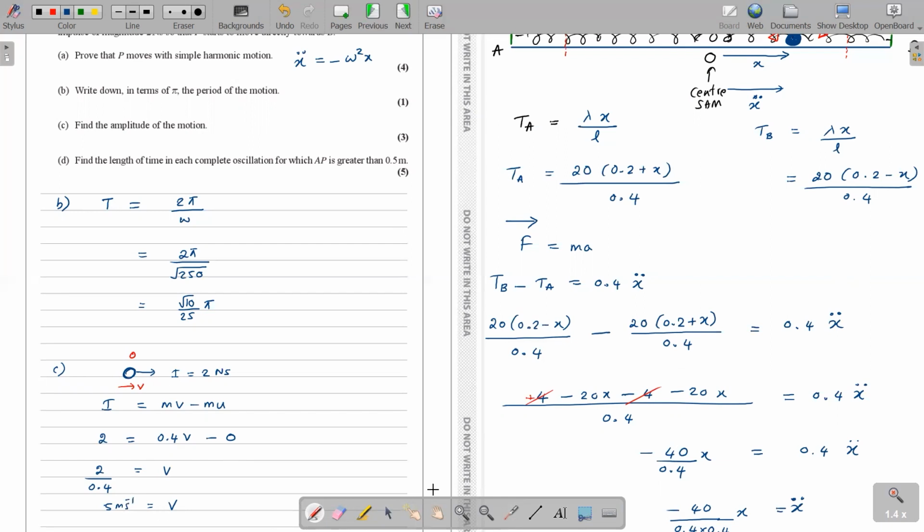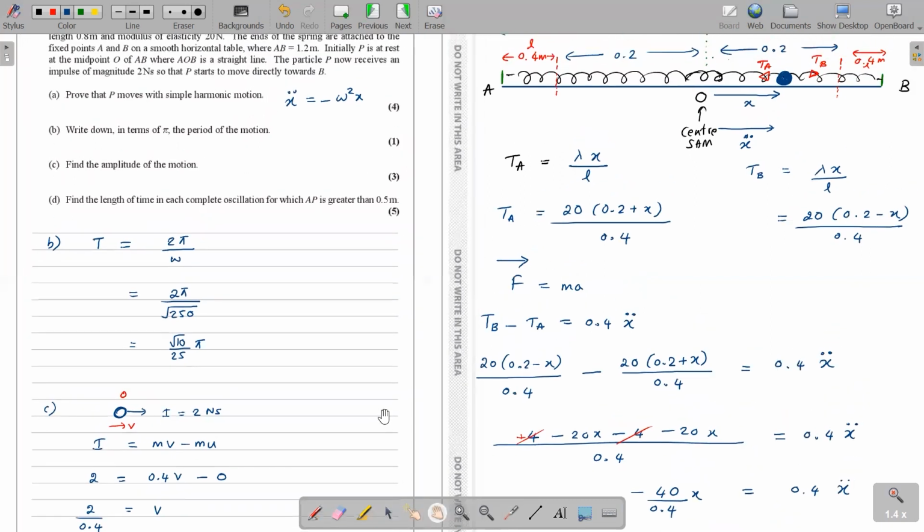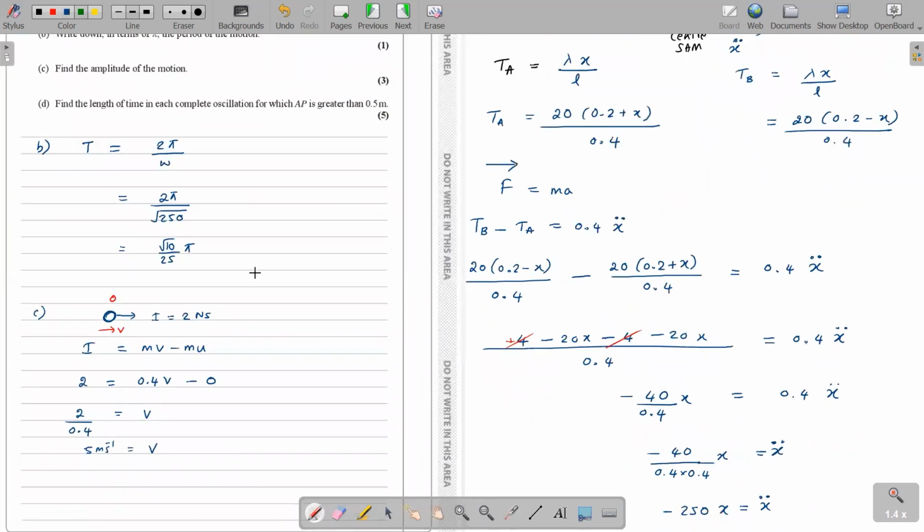5 meters per second. So this 5 meters per second is going to be what speed? That 5 meters per second is achieved at the center of SHM, right? The moment you provide the 2 Newton second, that 5 meters per second is the speed at the center. So when you have the velocity at the center, that means that's the maximum velocity. So you have the maximum velocity in SHM. Vmax is 5 meters per second. How do you make use of the Vmax? You get Vmax when x is 0, isn't it? At the center, x is 0.